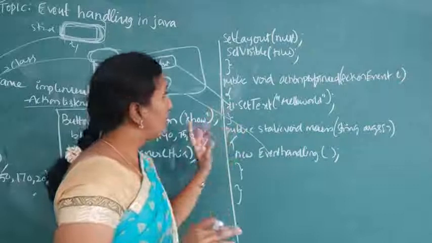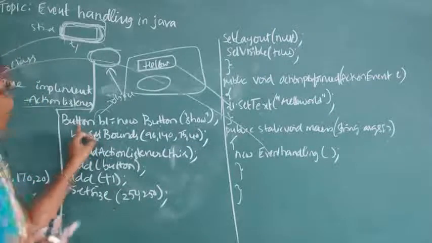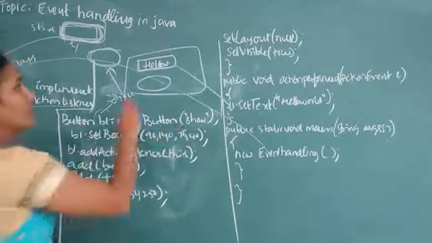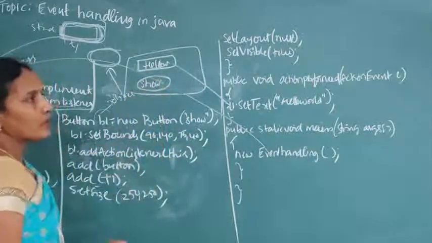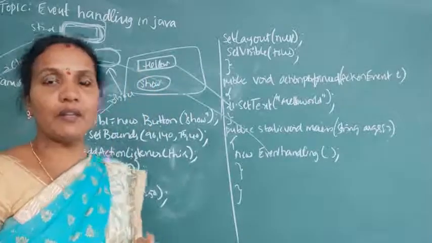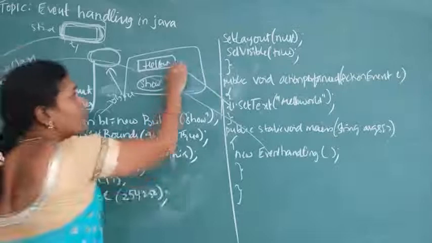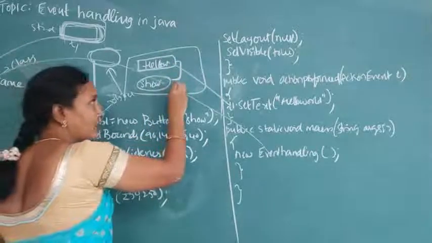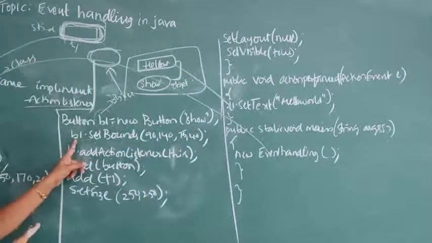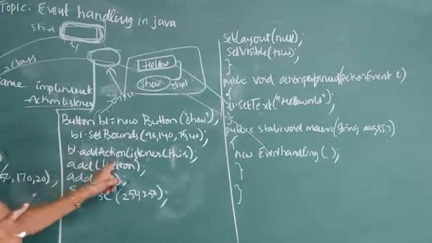Okay, next. Now if you want to give a name to the button also, you can give. See here, Button B1 equals new Button, show. Understood? So when you click on this show, something will be displayed in a text field. Okay, so here for these two components, first you need to create an object. Okay, source object, and that object should be registered with the listener interfaces, B1 dot addActionListener.